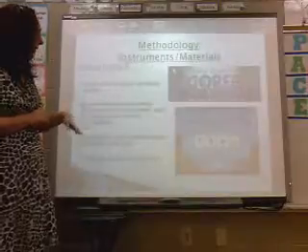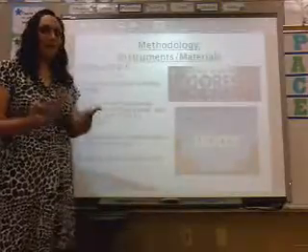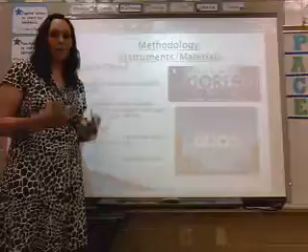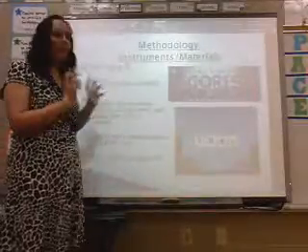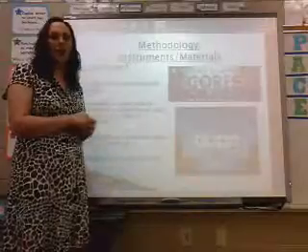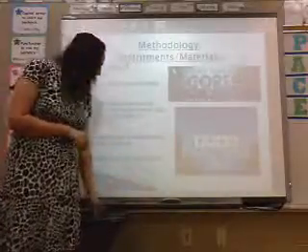Also, when they level up, I would print out certificates. I would give those to them to take home so they could show their parents and be very proud. All that positive promotion here. If students are proud of what they do, they're going to want to do it more.